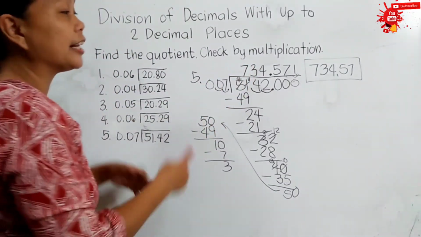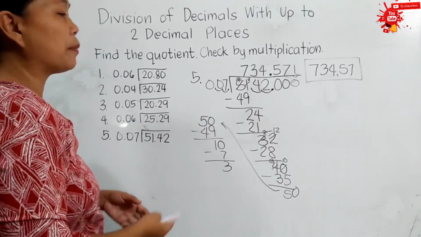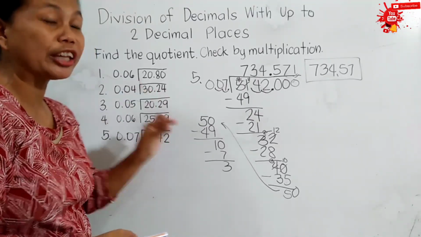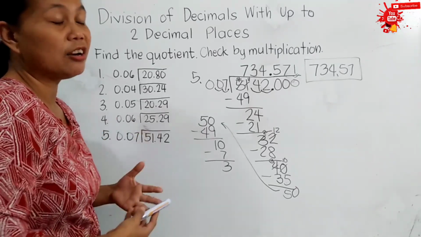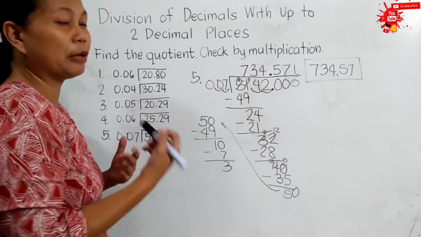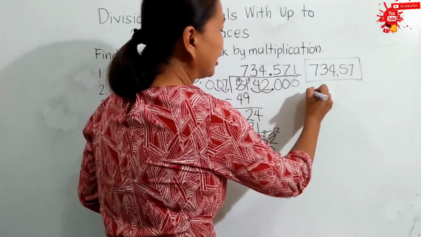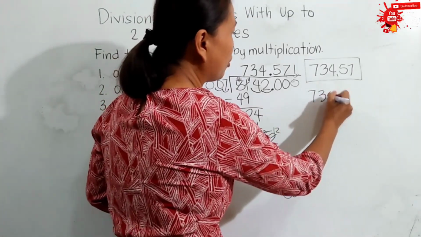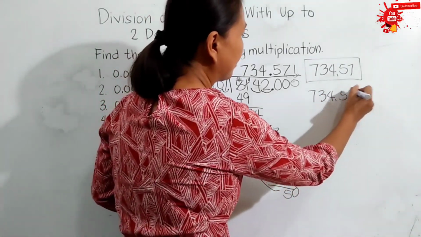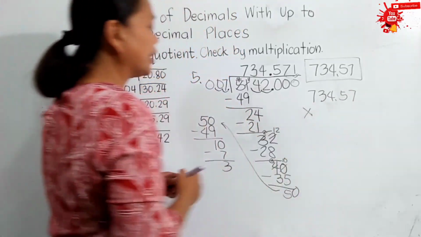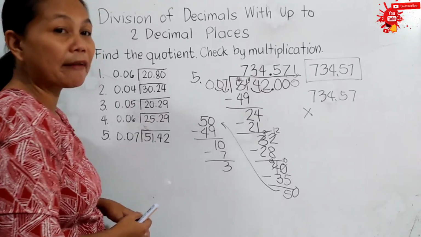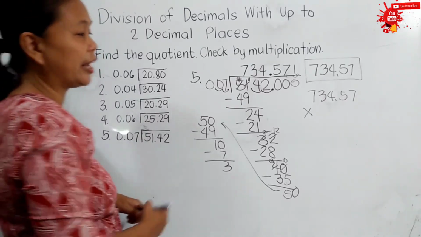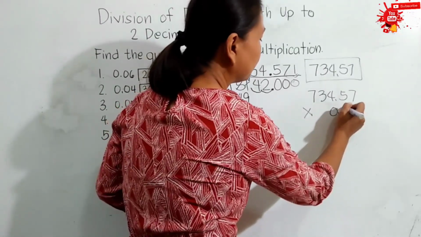Kaya lang, dahil nag-round off tayo, so pag multiply natin, may konting-konting difference lang sa ating dividend because of the round off. Okay? So, i-multiply natin. Yung ating quotient, 734.57 times yung ating divisor na 0.07 or 7 hundredths. Okay? So, multiply natin.